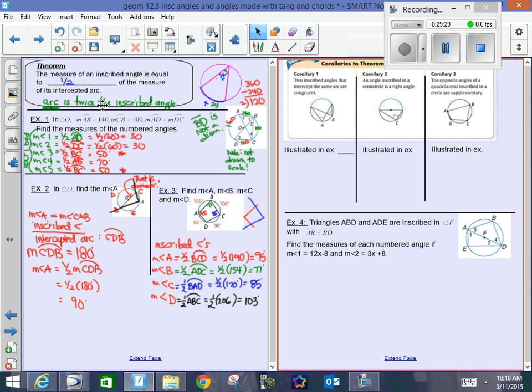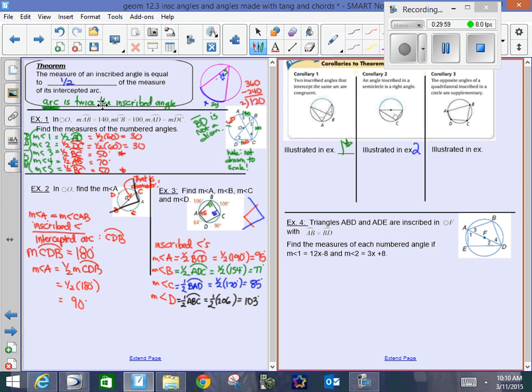I'm not going to do the math again. So this is illustrated in example 1. And I'll start that just so you know that's where we illustrate the same arc. Corollary 2 says an angle inscribed in a semicircle is a right angle. That's where you have to see, oh wait, that's a semicircle, so that's automatically a 90-degree angle. That's example 2.